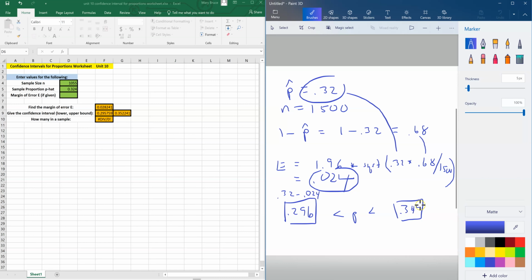If I were going to use the worksheet for this, then I would come up here and put sample size was 1,500. Sample proportion was 0.32. And then press enter. And notice it gives me what I need. There's my 0.024 margin of error. Here's my lower bound 0.296 and upper bound 0.344. I just have to be careful with rounding. So whether you use the worksheet or do it by hand, that is how to do the confidence interval for proportions.